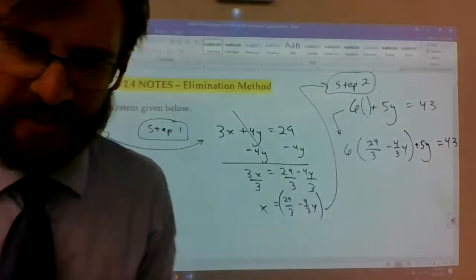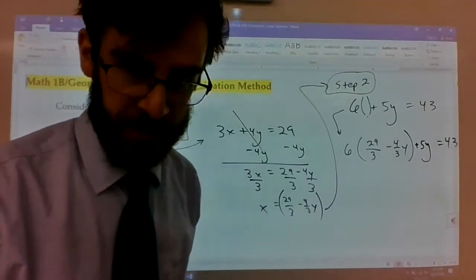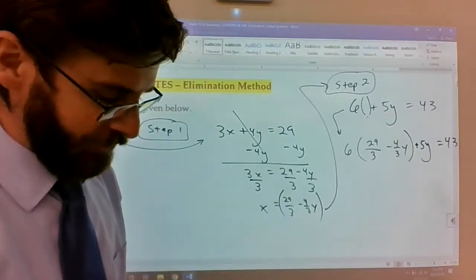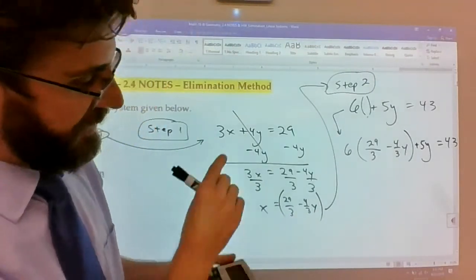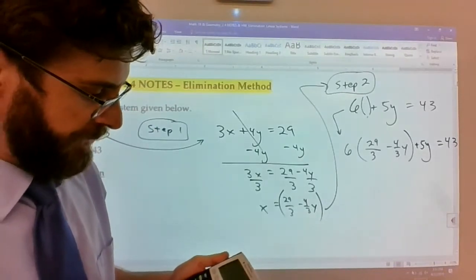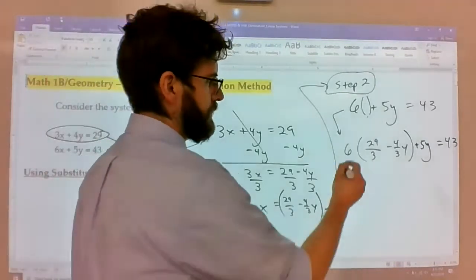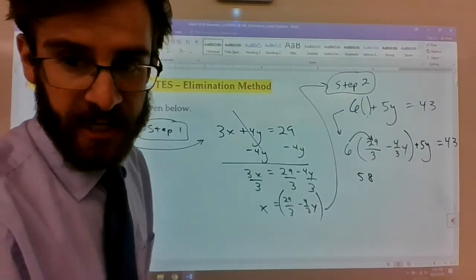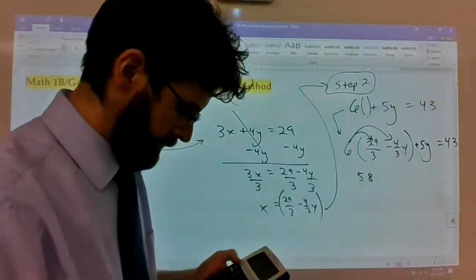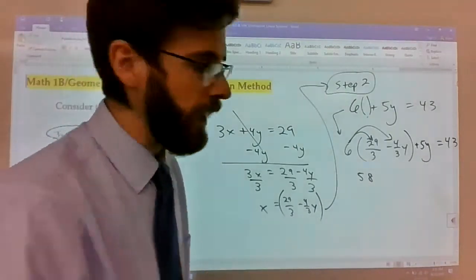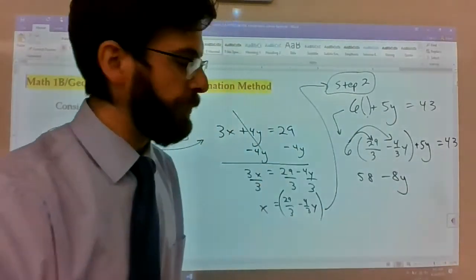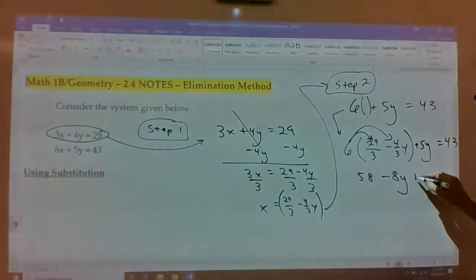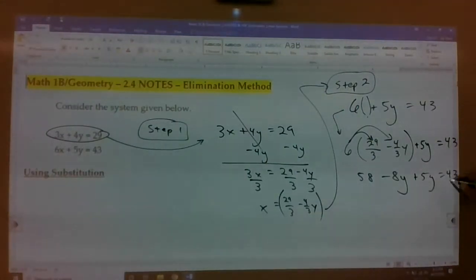And again, this is not the greatest situation for us, substitution method. I'm going to keep it as this, and I'm going to use my calculator because the fractions look a little bit scary. So 29 divided by 3. Take that, 6 times 29 divided by 3. It ends up being exactly 58. So 6 times 29 thirds equals 58. I'm going to take 6 times negative 4 thirds y. That gives me negative 8y. So miraculously, we're getting some nice, neat answers out of those ugly fractions. Bring down the 5y, bring down the 43.